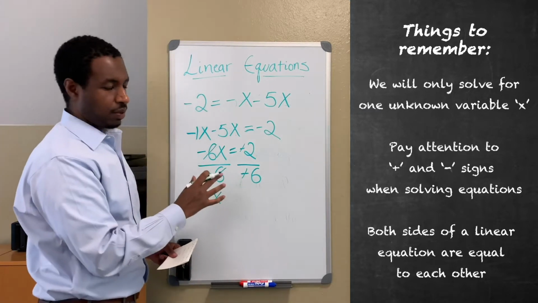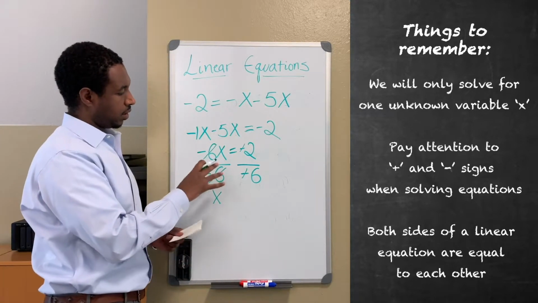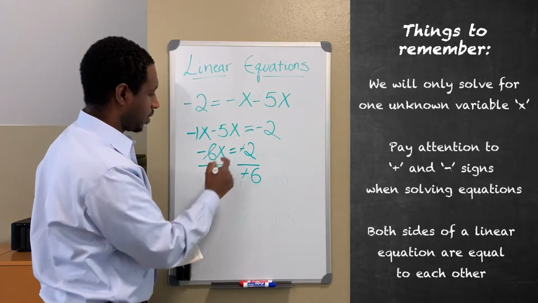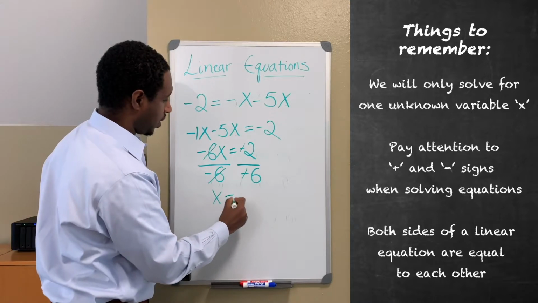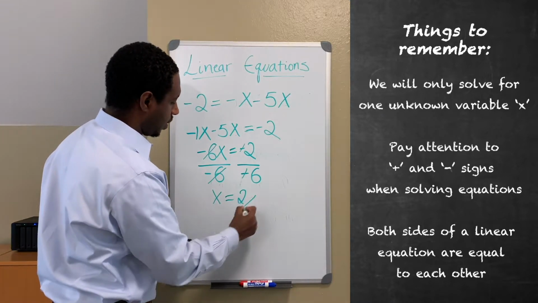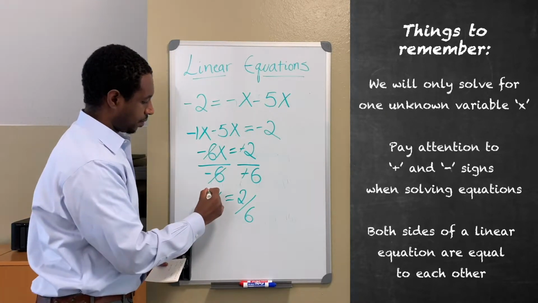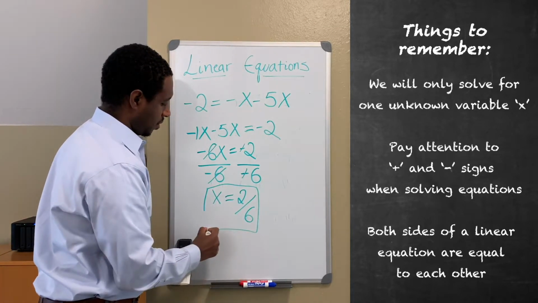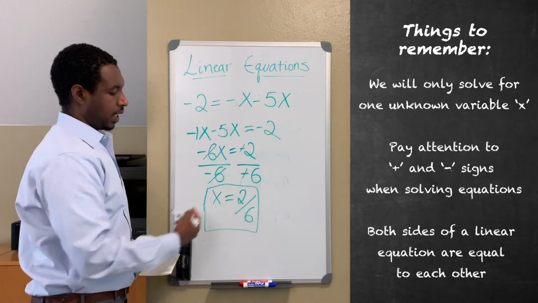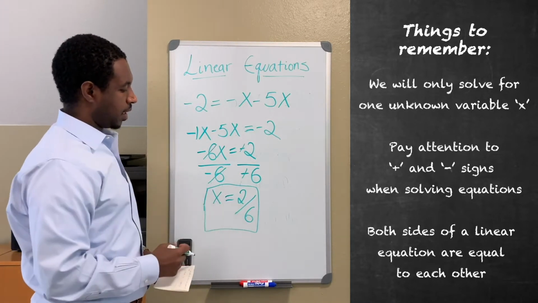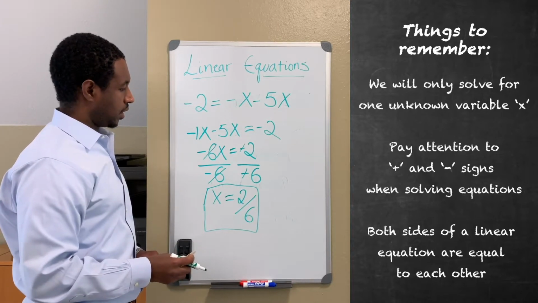And like I said, don't worry about these little tricks and little reminders. I'm going to go ahead and include them in the PDF file, so just pay attention to the steps. So I'm left with 2 divided by 6. Feel free to go ahead and simplify this, but 2 divided by 6 or 2 over 6 should suffice as well.